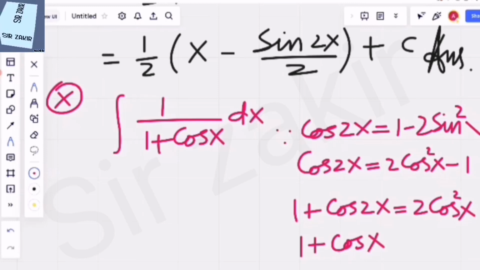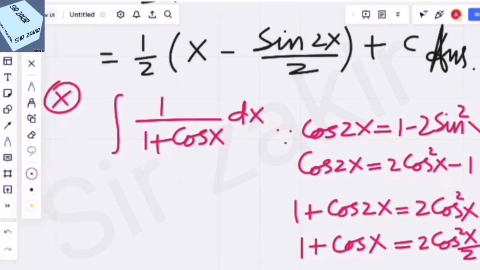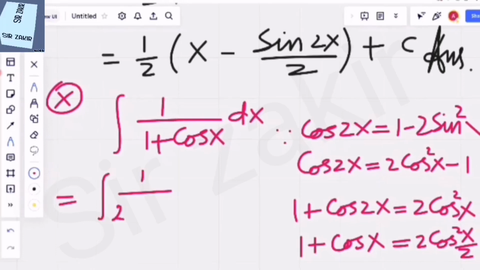Then if we replace x by 2, we have 1 plus cos x, and here we replaced x by 2, so its replacement forms this. x by 2 appears on the right hand side, and on the left hand side it was 2x, that becomes x by 2. So 1 plus cos x is equal to 2 cos square x by 2. So we replace it here.